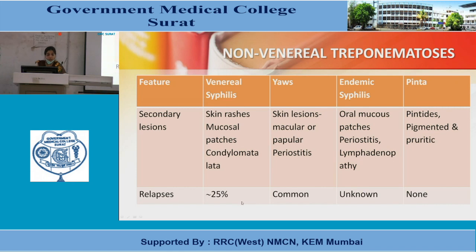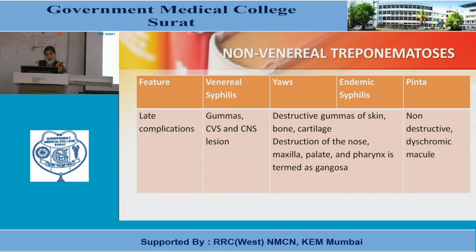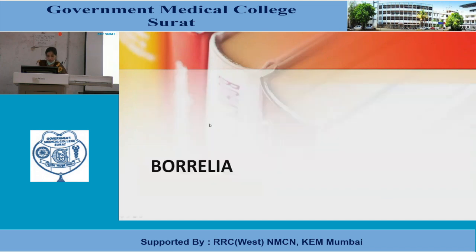Relapse is most common, approximately 25%, in syphilis. In yaws it is usually common. In endemic syphilis relapse is not unknown, and in Pinta it is not seen. Late complications in yaws and endemic syphilis are destructive gumma of the skin, bone and cartilage, and destruction of the nose, maxilla, palate and pharynx, termed gangosa. In Pinta, non-destructive dyschromic macules can be seen. In venereal syphilis, late complications are gumma, CVS and CNS lesions, as explained.